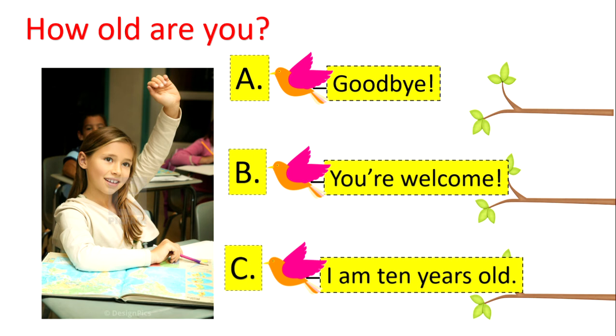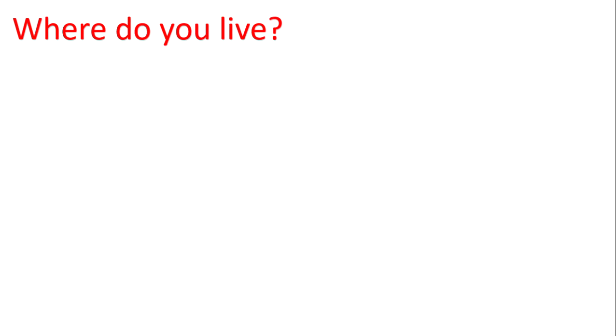Okay, the right answer is letter C. Letter C, I am 10 years old. The question is, how old are you? So the best answer is letter C. I am 10 years old. Okay, next, the third question. Where do you live?